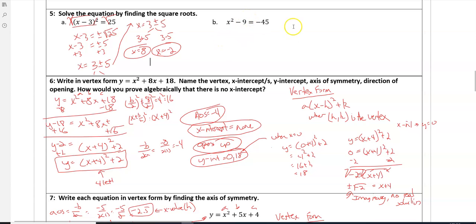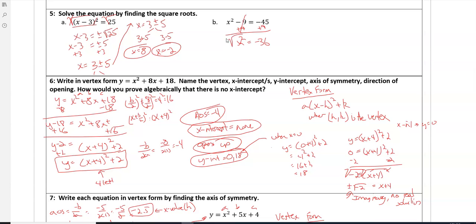Okay, so for B, this one's a little different. I've got this squared over here, but I need to get this 9 to the other side. I can't square root both sides yet. You don't want to do that yet. So I'm going to do plus 9, right? Now I have the square by itself: x^2 = -36. Negative 45 plus 9 is negative 36.